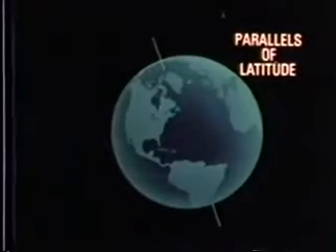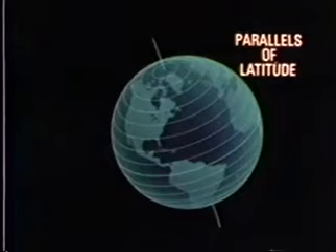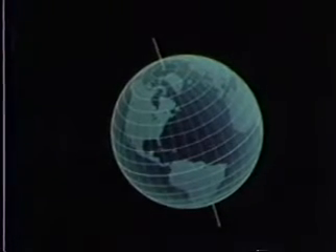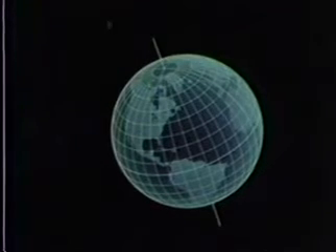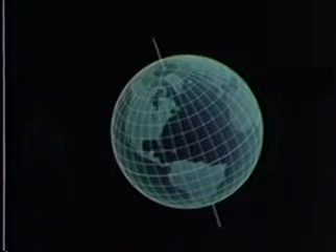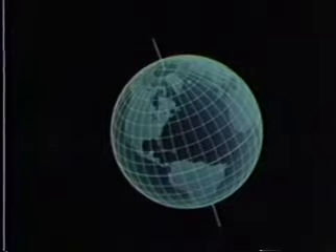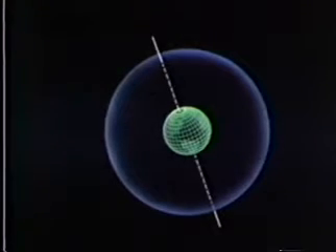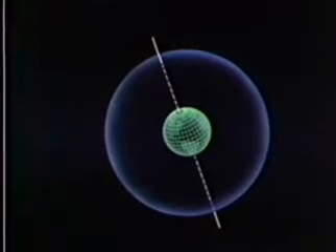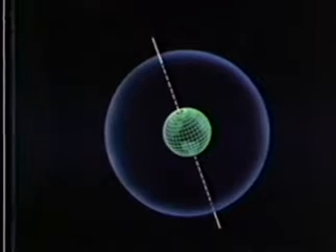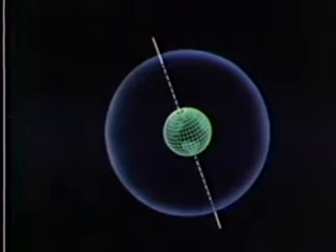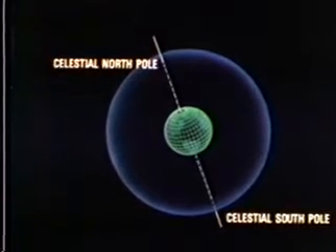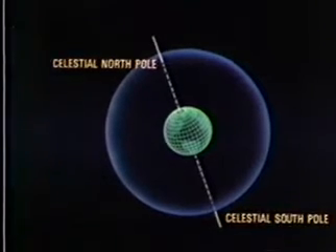Parallels of latitude are lines on the Earth's surface whose planes are parallel to the equator. The parallels are combined with meridians to provide the grid system that helps you position yourself on the surface of the Earth. There is a similar grid system on the celestial sphere. To begin with, there is an axis, simply an extension of the Earth's axis. The points of intersection of the extended axis and the celestial sphere are called the celestial north and south poles.